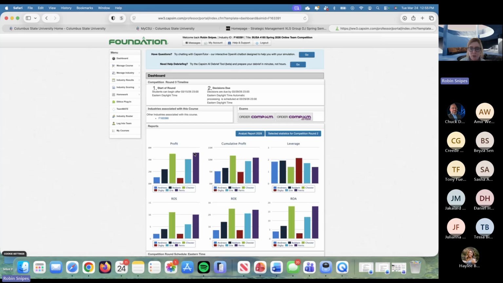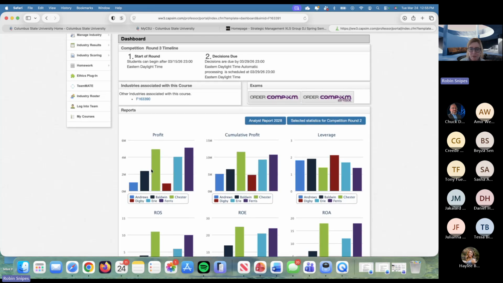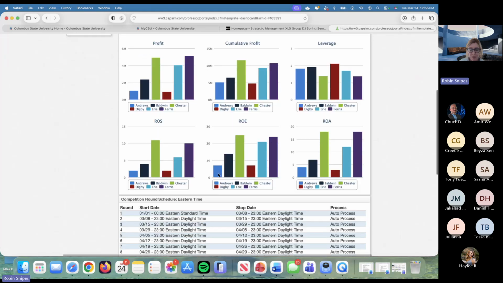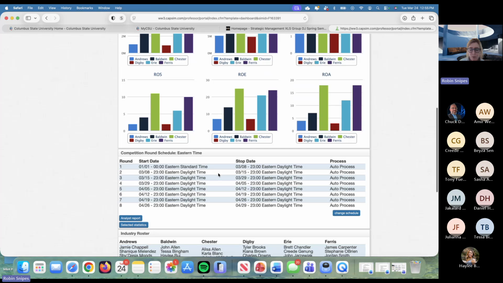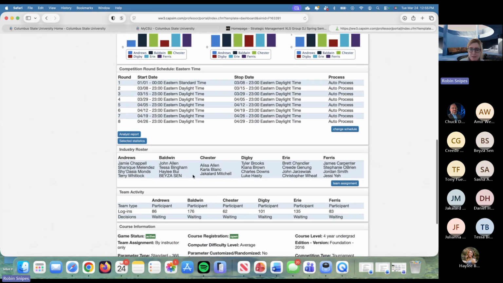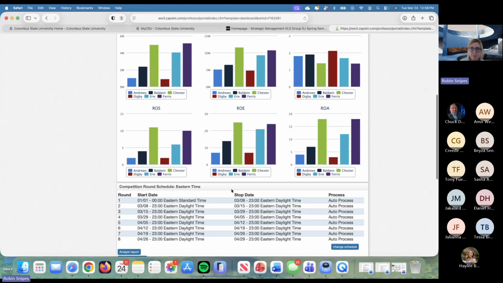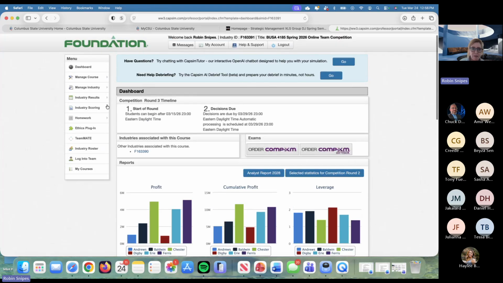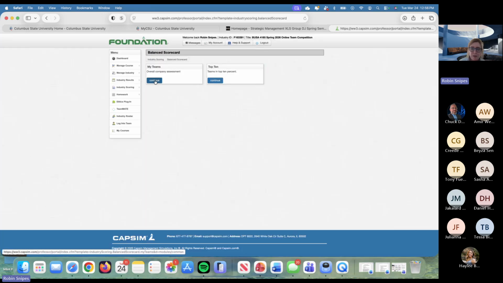And industry 2 as well. Everybody made a profit. That's a good sign. But it looks like there are some competitors who are doing quite a bit better than others. So just looking at it from a profits financial standpoint, it looks like we have 3 competitors who are doing really well. And again, this is the industry 2 teams. You can see who all's in industry 2. Let's take a look at the balanced scorecard for industry 2 and see what's going on there.